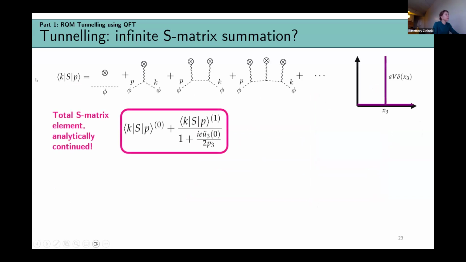Okay, so we find that when we compute the S matrix elements and then sum them, we have an expression for the total S matrix element, which looks like this. Just to emphasize, the way we've actually summed this is via analytic continuation. We have to sum this Feynman diagram series in the perturbative regime, but then analytically continue to the tunneling regime. Now, a natural question is, how do we actually go from these S matrix elements to tunneling probabilities?